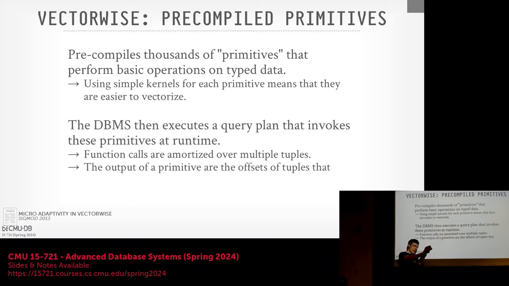Then you just make an array of function pointers to generate the pipelines for the queries. And as I said before, jumps to functions are bad for modern CPUs, but if you're passing these batches or vectors of tuples, then that function call jump cost is amortized.